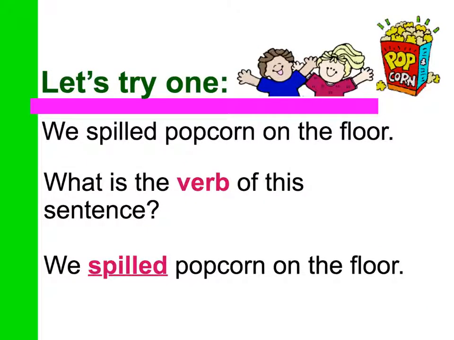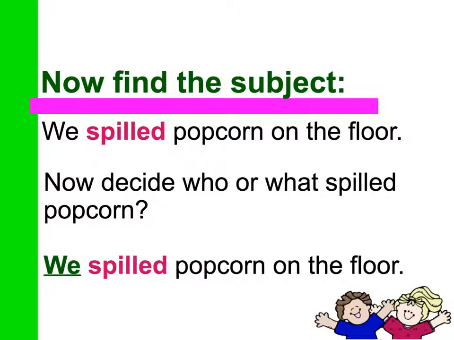So let's try one together. We spilled popcorn on the floor. What is the verb of this sentence? It is spilled. That is what they did. So how do we find the subject? We decide who or what has spilled the popcorn. We spilled the popcorn on the floor.